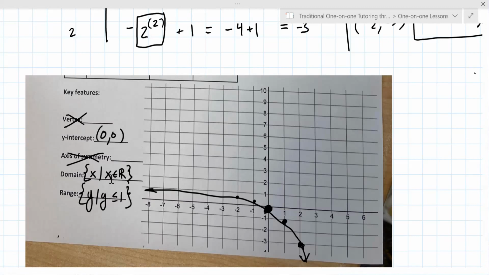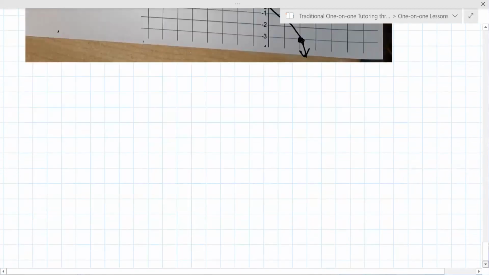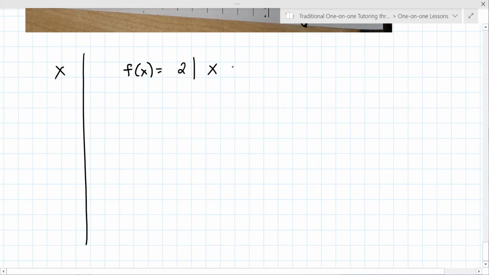All right, I'd like to do maybe one more example, an absolute value, if you're okay with that. All right, I'll try that out. We're going to make a table here, f of x equals 2 absolute value x minus 1 plus 3. No, we're gonna go minus 4.